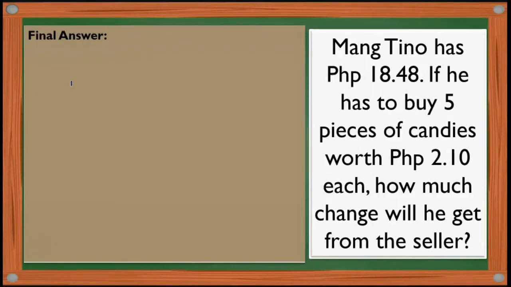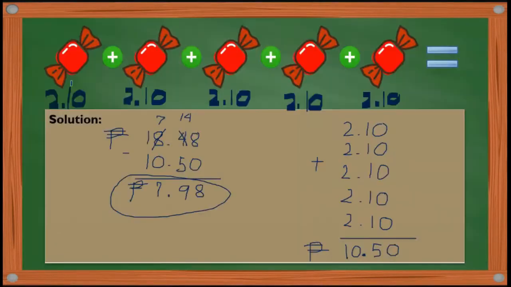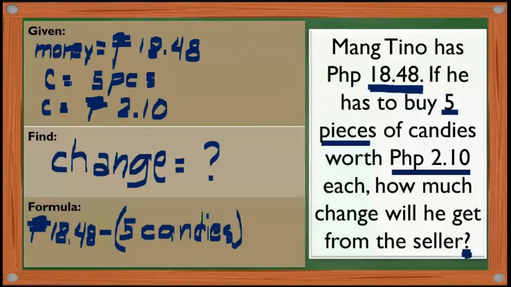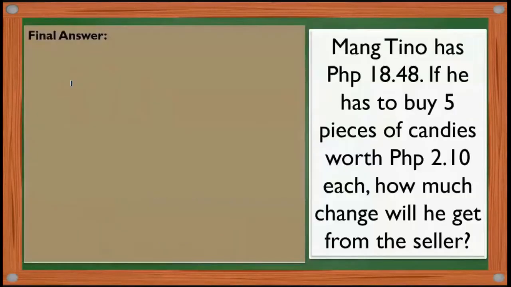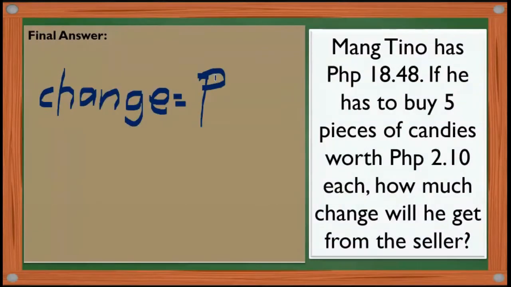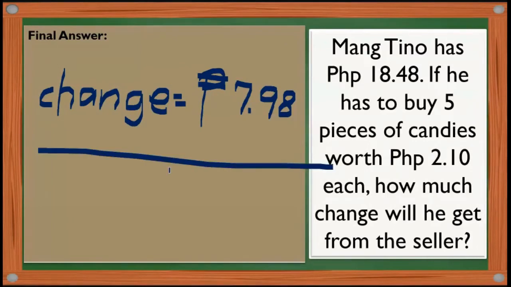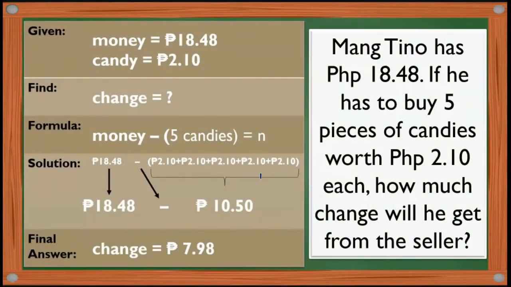Ano ba yung symbol mo doon sa missing or doon sa ating find? We use change. So, dito, susulat mo, change. Don't forget unit. Label, anong unit of measurement ang ginamit. But this time, we use monetary. And that's our final answer. To sum it up, given, find, formula, solution, final answer.